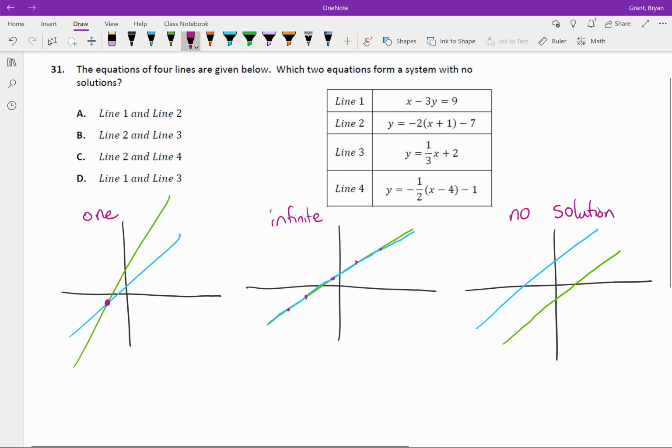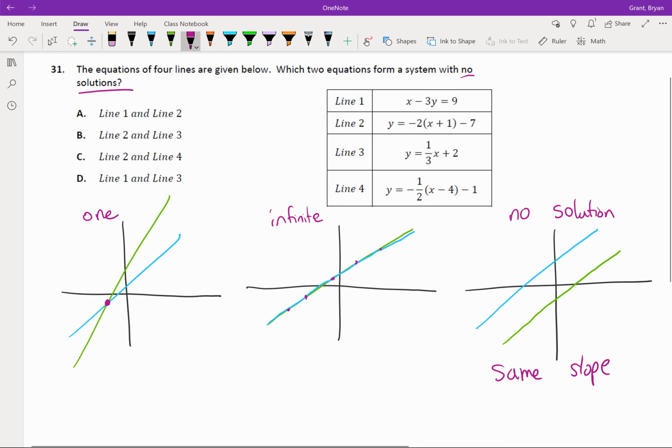So we are looking for 2 lines that form no solution today, and if they form no solution, they don't cross. The reason they don't cross is because the 2 lines are going up or down at the same rate, or steepness, or slope. In fact, we'd say these 2 lines are parallel because they have the same slope. So our 2 equations that form a system with no solution have to have the same slope.